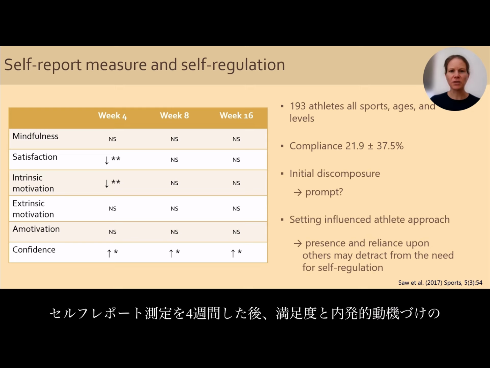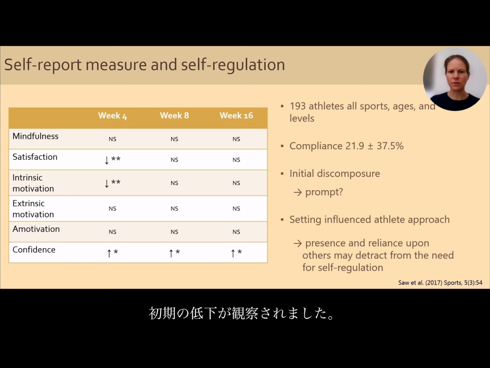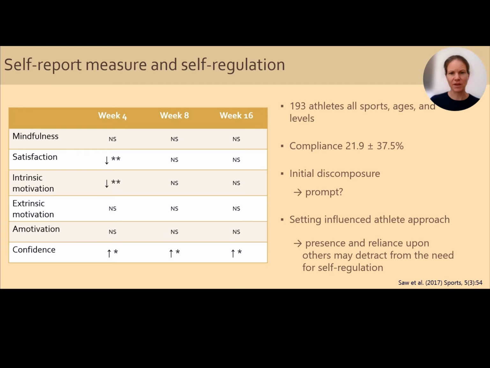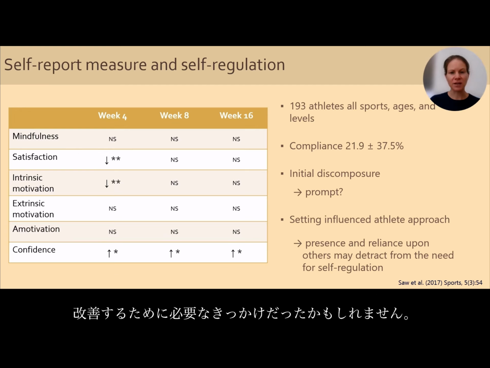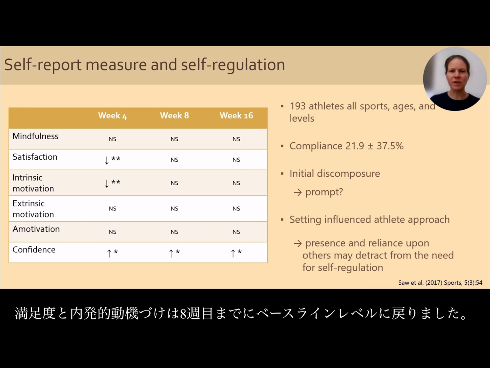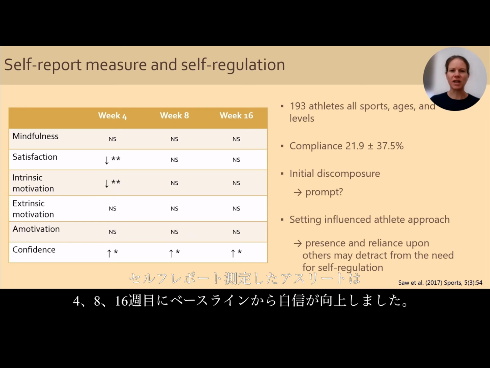We observed an initial drop in satisfaction and intrinsic motivation after 4 weeks of using the self-report measure. We hypothesized that the self-report measure may have made some athletes more aware that they weren't tracking as well as they may have thought. This may have been the prompt they needed to improve their training or their 24/7 behaviors. Satisfaction and intrinsic motivation were back at baseline levels by week 8. Athletes who used the self-report measure had increased confidence from baseline at weeks 4, 8, and 16.